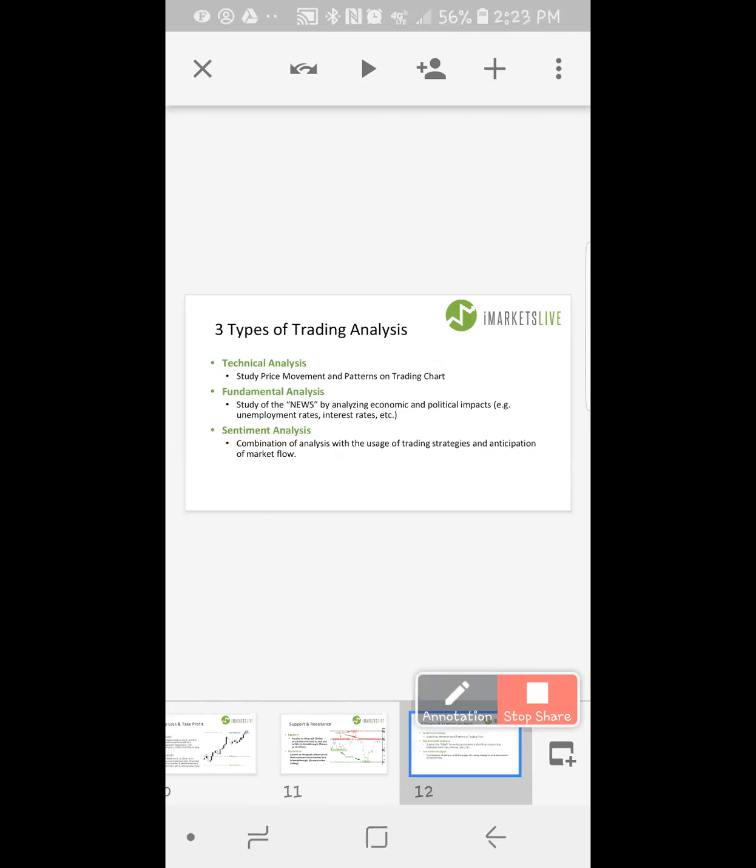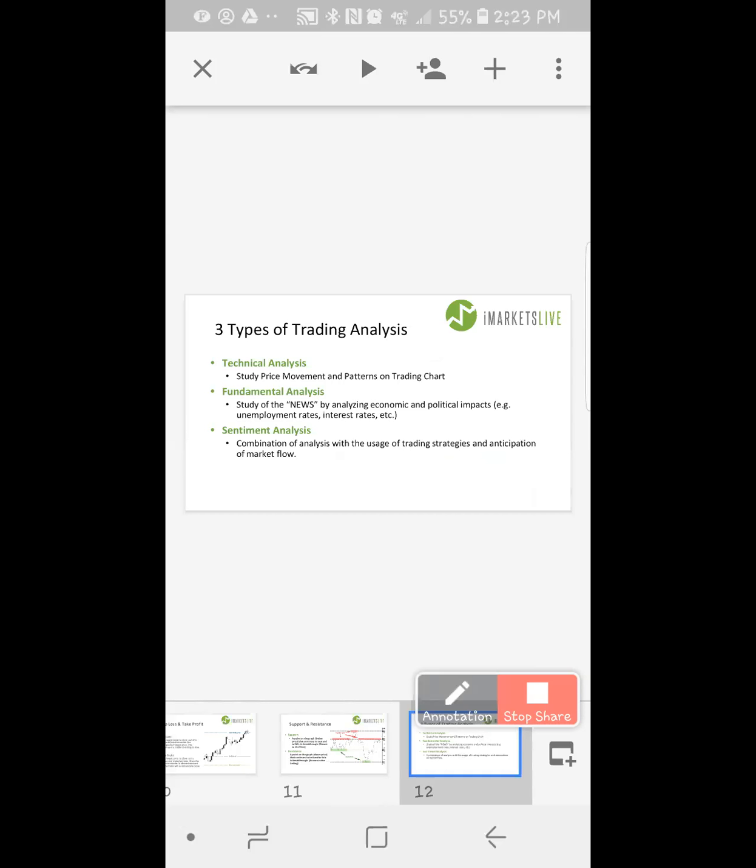And there are 3 types of trading analysis. You have technical analysis. That's where you study the price movement and patterns of trading. Fundamental analysis, and these are people that study the news. They analyze a lot of economic and political standpoints. For example, whenever Donald Trump opens his mouth, that's a good opportunity to make some money off of the US dollar, whatever it's going against, okay? These are some of the things that can impact it: unemployment rates, interest rates, so on and so forth, okay?